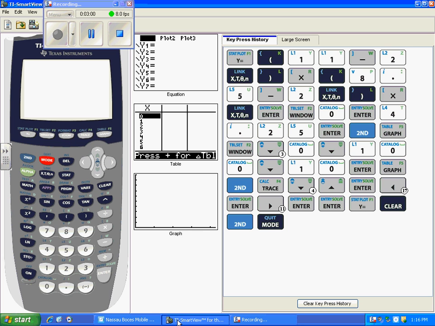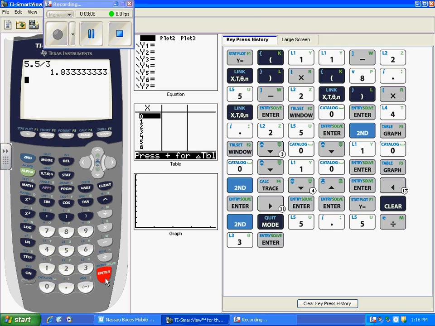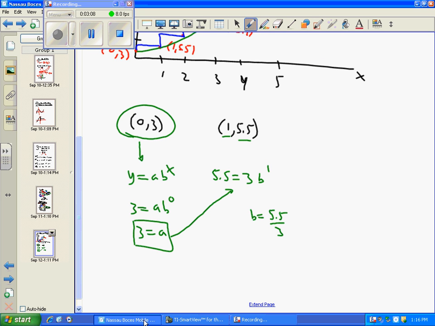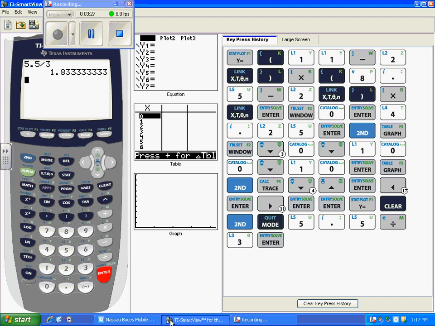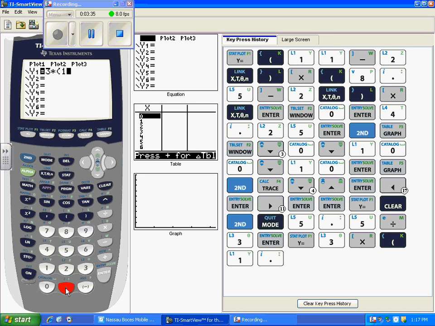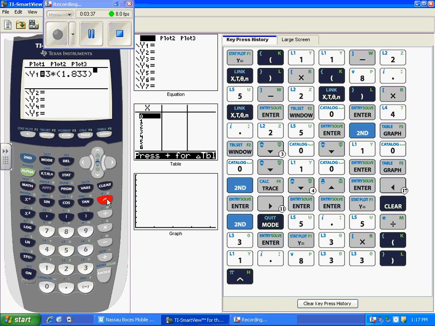We'll go to our calculator. 5.5 divided by 3 gives us 1.833. So that means a good estimate for what a good exponential equation might be is 3 times 1.833 to the x. Now if we want, what we could do is go back to the calculator, graph that equation, and see how well it goes through or near our other points. So 3 times open 1.833 close to the x.